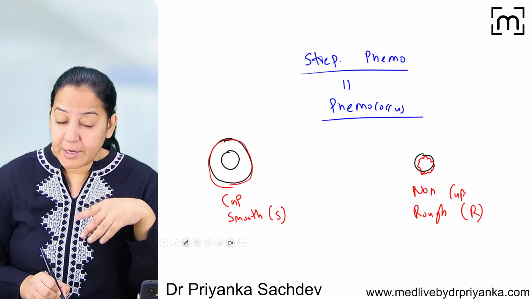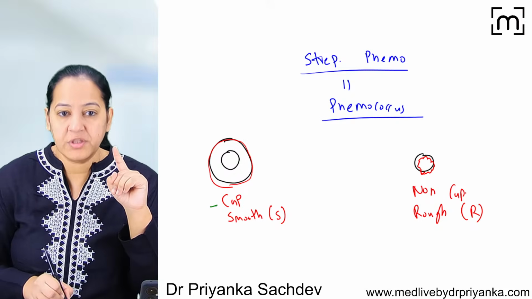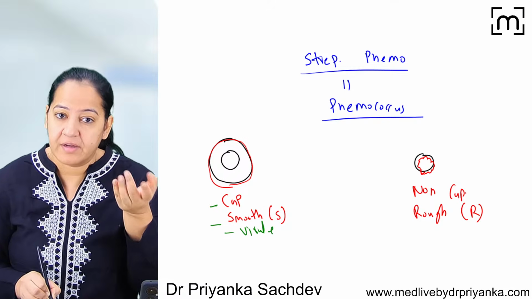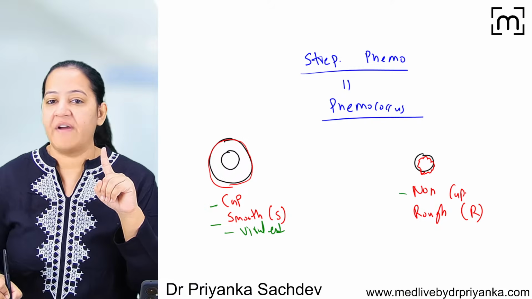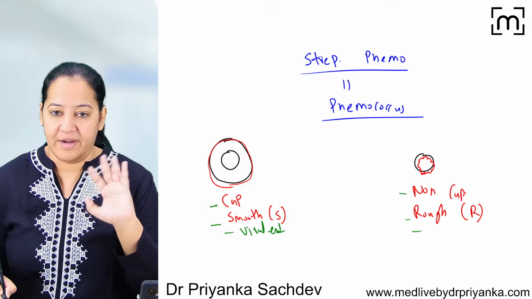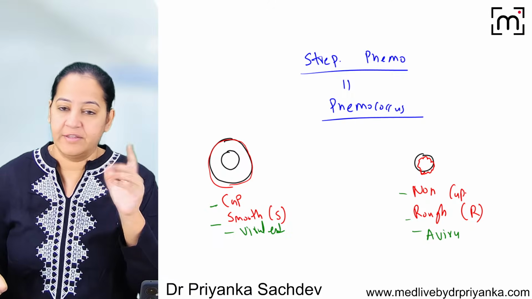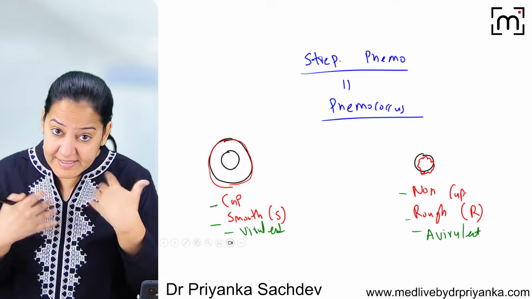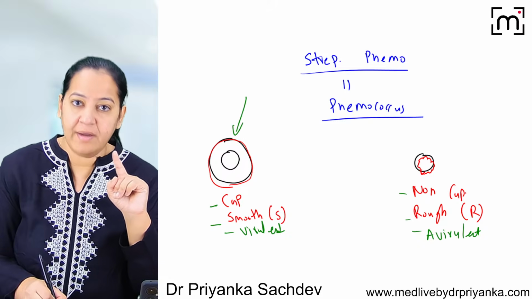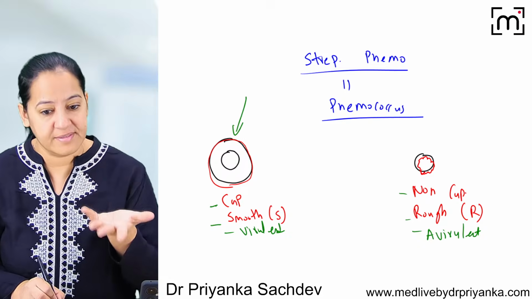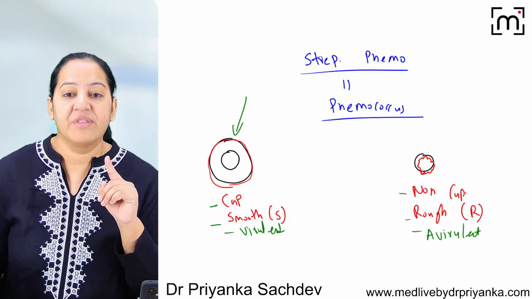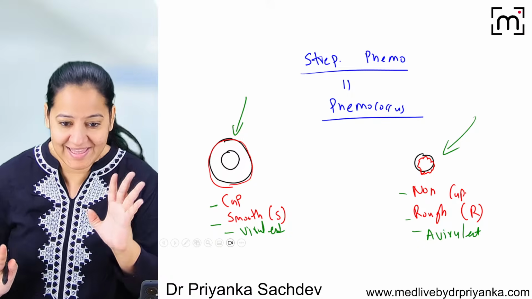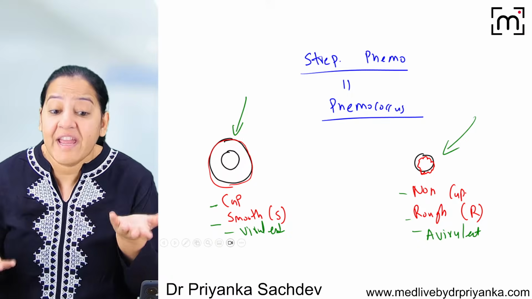And capsule is required for virulence. So smooth and capsulated form are virulent. They can cause pneumonia. But the rough and non-capsulated form, they are non-virulent. They are avirulent. They do not cause pneumonia. They do not cause any disease. If this enters a human, it will cause pneumonia and other diseases and the person can die. If this enters any animal or human, it will not cause anything. The person will be healthy. The animal will be healthy because they are avirulent form.